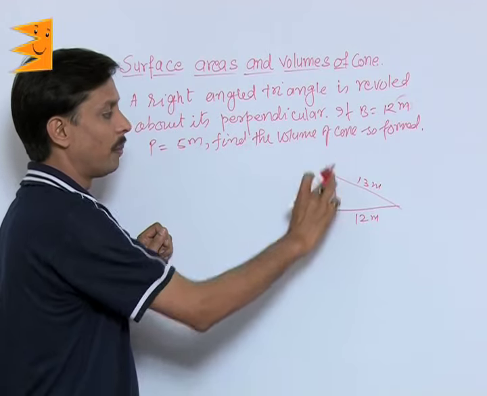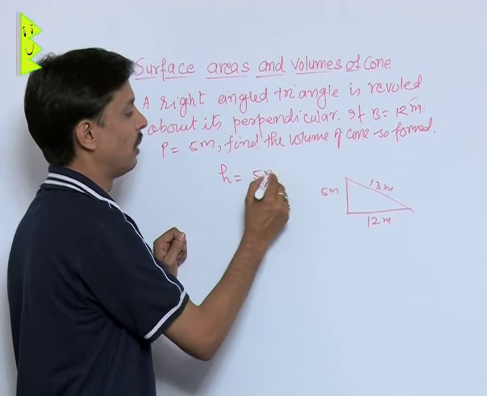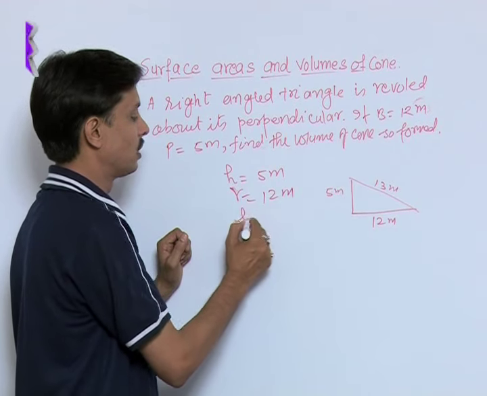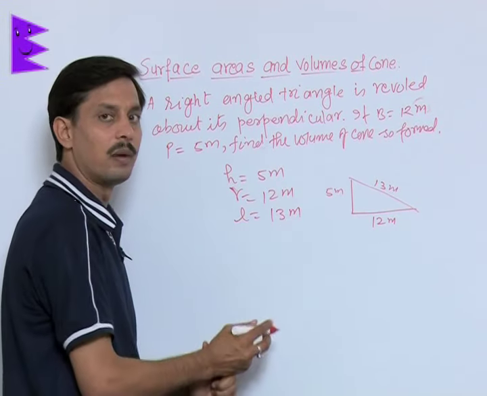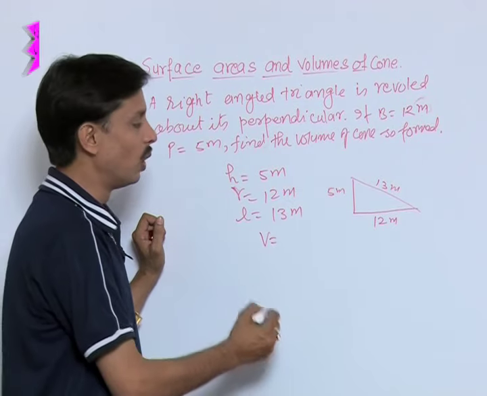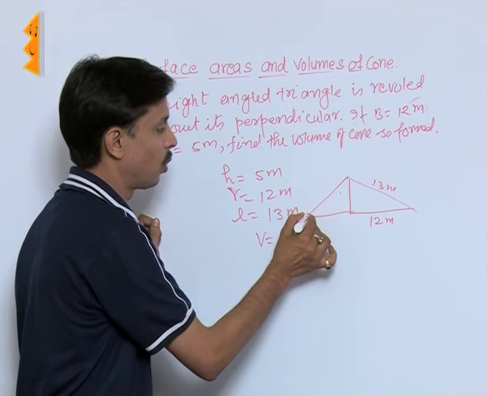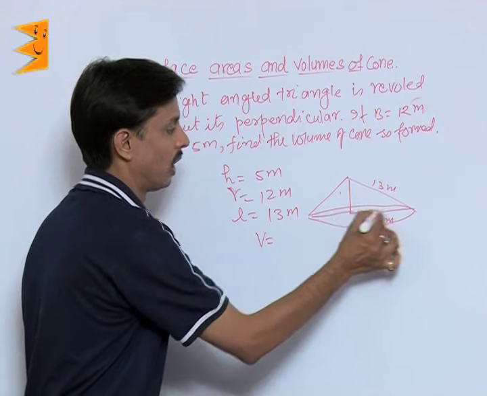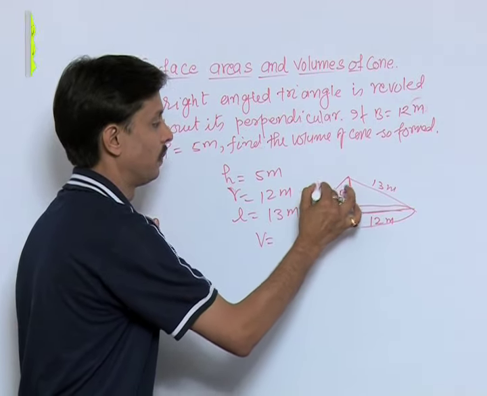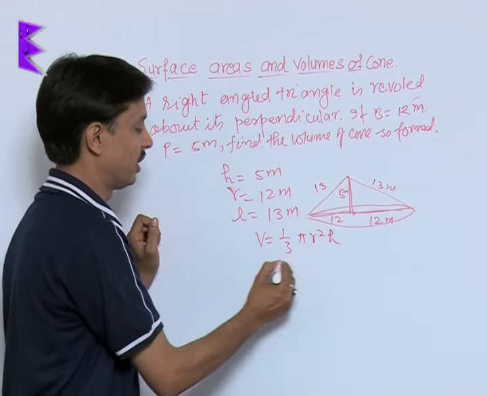It is revolved about its perpendicular. So the height of cone is 5 meter. Radius of the cone will be 12 meter. Slant height of the cone if required will be 13 meter. They are asking to calculate the volume. After rotation, the shape of the cone will become like this. 12 this side and 12 this side and height is 5 meter. This is also 13. Volume is 1 by 3 pi r square h.